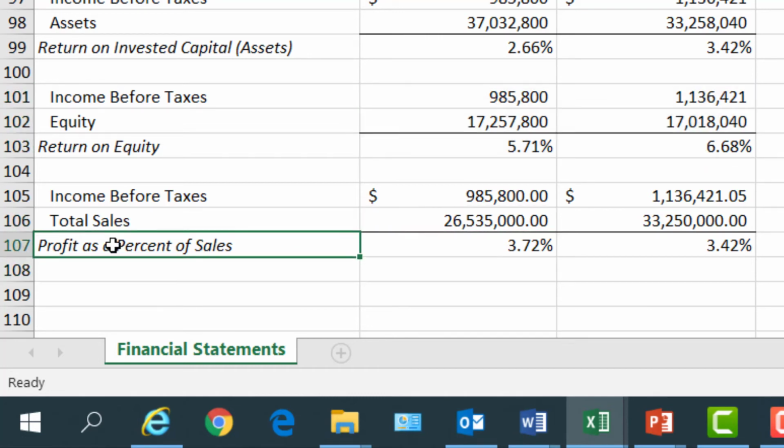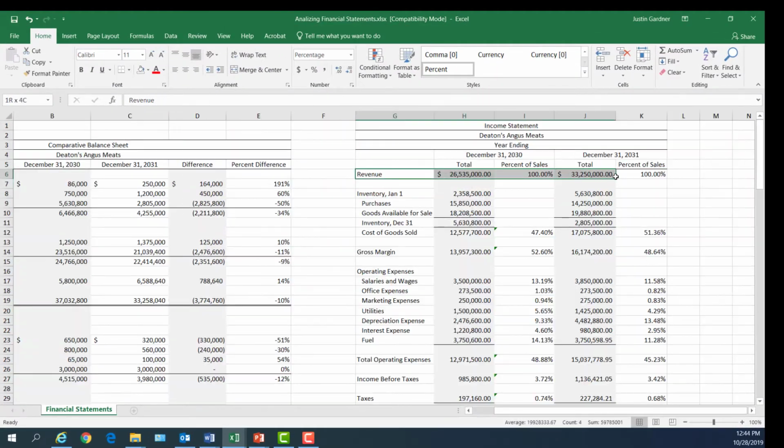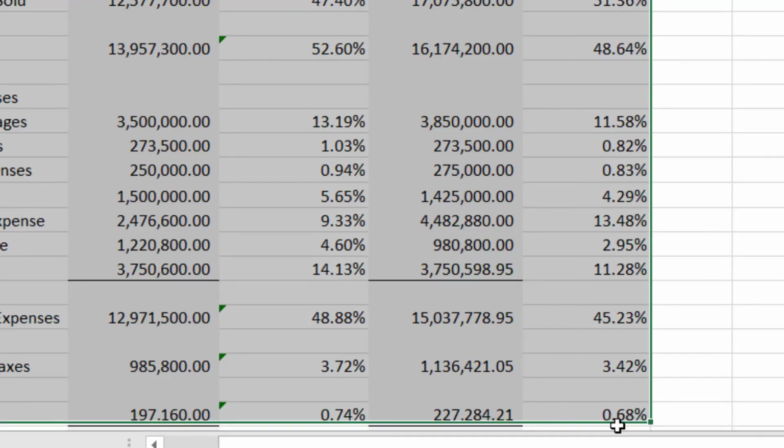The next item is profit as a percentage of sales. So this is just the income before taxes divided by our total sales. 3.72% the first year, 3.42% the second year. And I want to show you something. We have this percentage-based income statement up here. And in that, we see these exact same numbers here. So these numbers have been duplicated. So there's more than one place to pull these numbers.